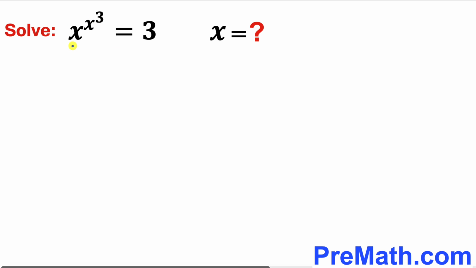In this video, we are going to solve this given equation that involves nested exponents. Here's our equation: x to the power x, and then to the power 3, equals 3. Our task is to solve for x values.